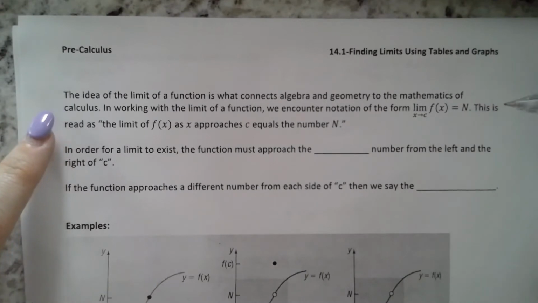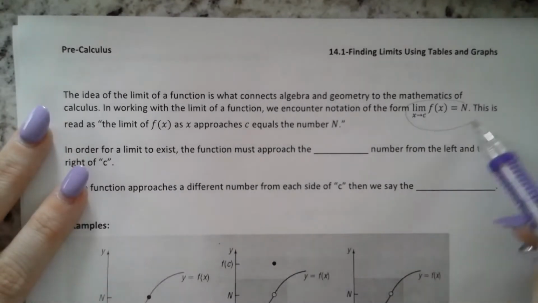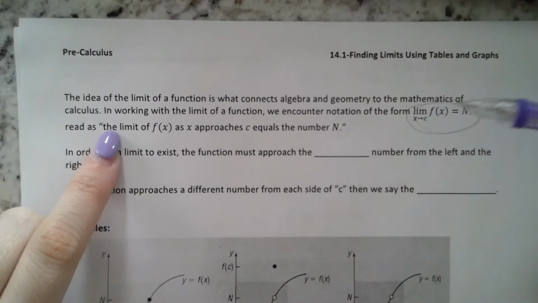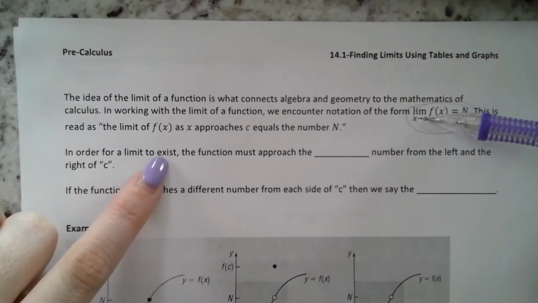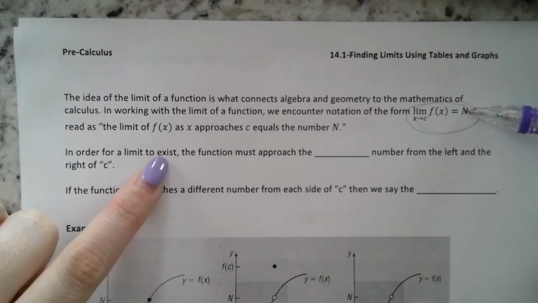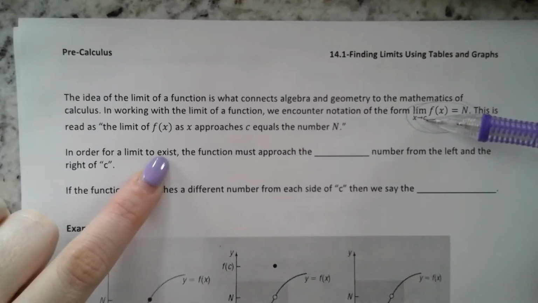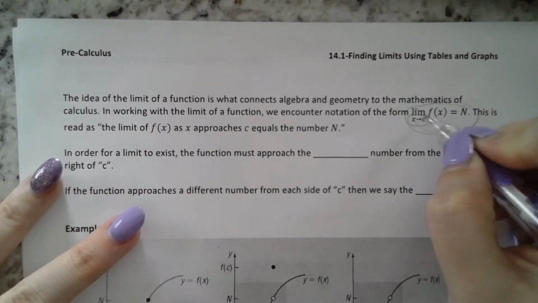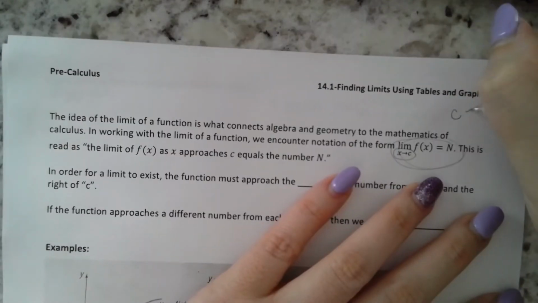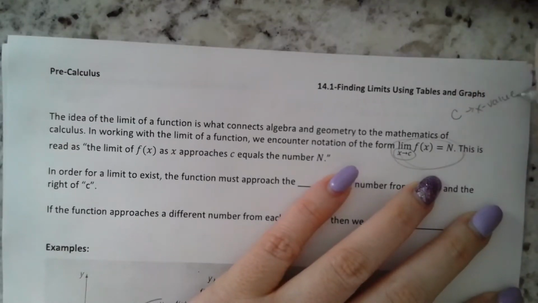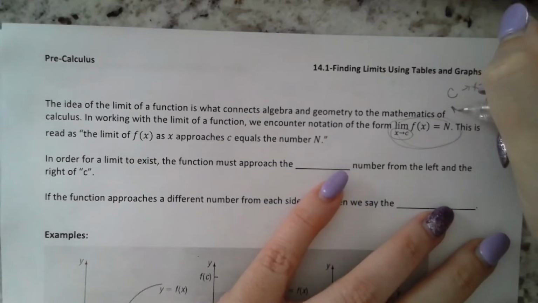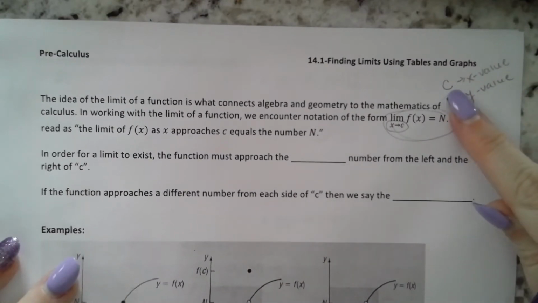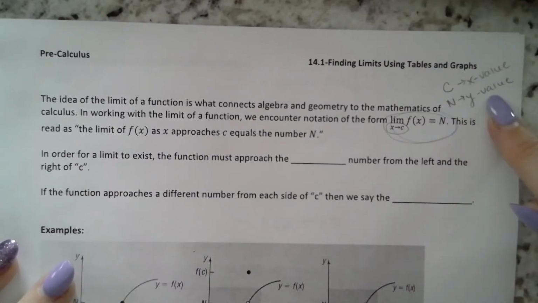In working with the limit of a function, we encounter this notation. So you're going to see this a lot. Now that is read as the limit of the function f as x is approaching c is equal to some number. So the limit as x is approaching c of this function is equal to some number. Think of c as the x value of a function and n is the y value of a function. So it's saying as x is going to c, the x value, what is the y value?